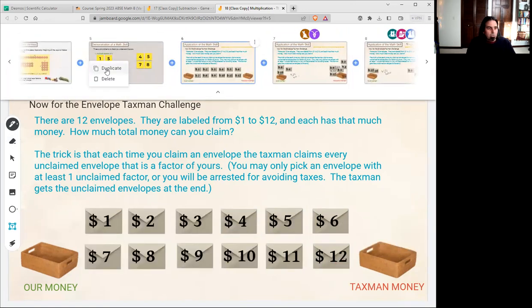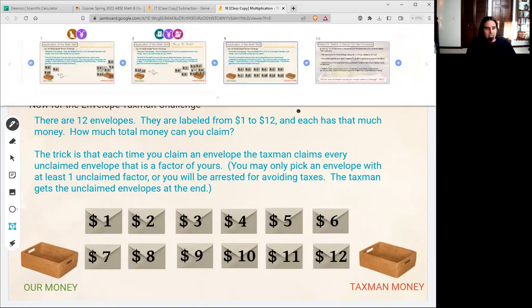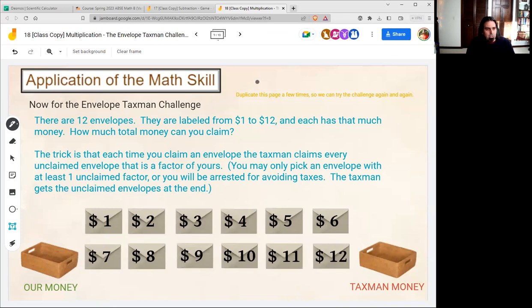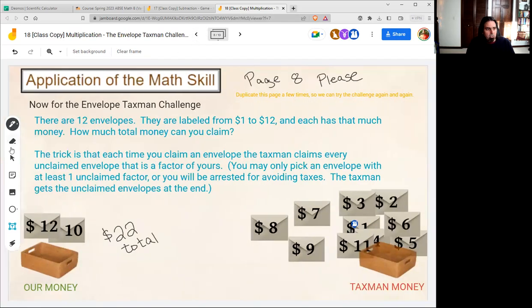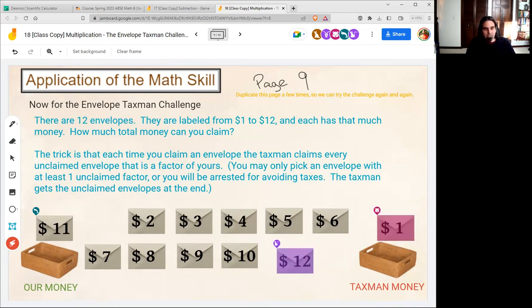So I will duplicate that, move it to the right spot. But page 9. You go to page 9. I'm going to quickly erase that. Okay, go ahead again. 11 is good. What does the tax man get? Only 1, right? Nothing else is a factor of 11.